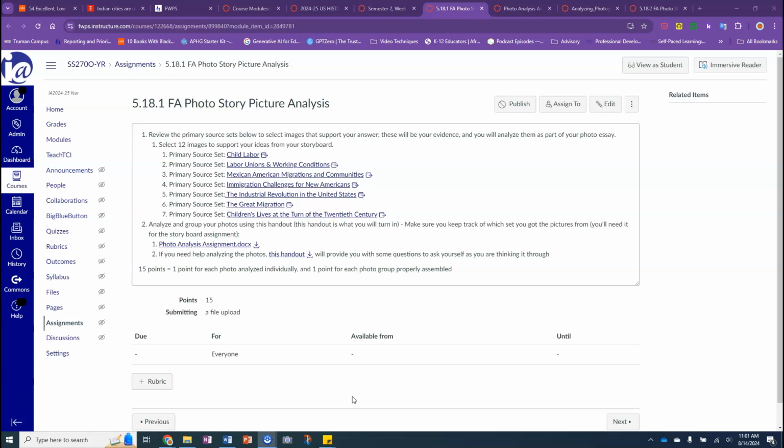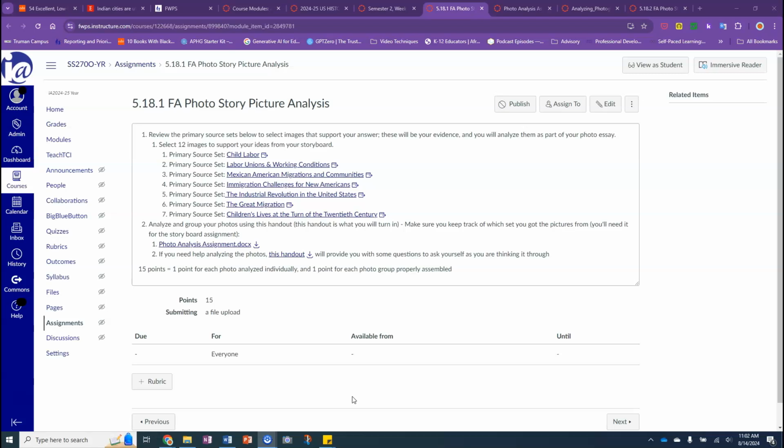So what we've got here on this assignment page are 7 sets of primary sources broken out by topic, right? Child labor, labor unions and working conditions, Mexican-American migrations and communities, immigration challenges, into the Industrial Revolution, the Great Migration, lives of children. Okay, so you're going to pick a topic within that kind of late 19th century time frame, and you're going to pick photos that are going to show us about your topic.